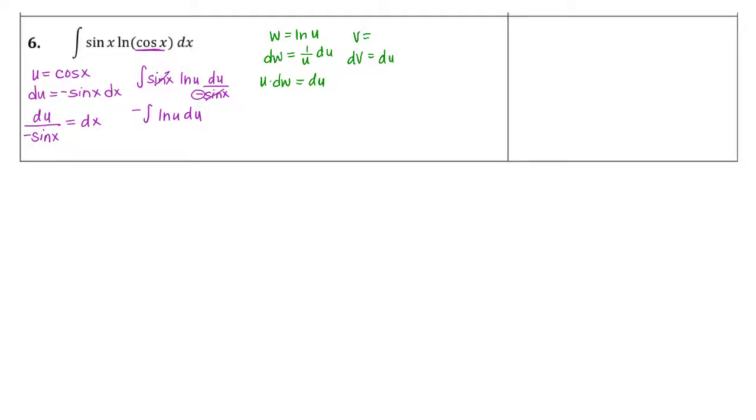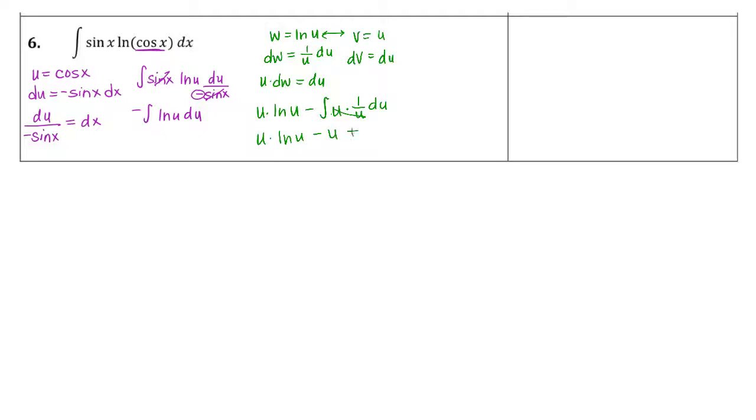So if we integrate there, that's just going to give us a u. So now we're ready to do this integration by parts. So we're going to multiply w and v. So I have u times natural log of u minus the integral of u times 1 over u du. Those u's will cancel, so really I'm just integrating 1 du, which is going to give me a u again.